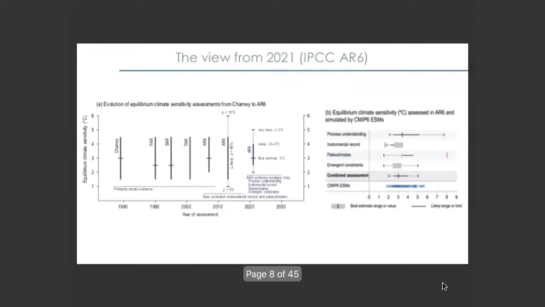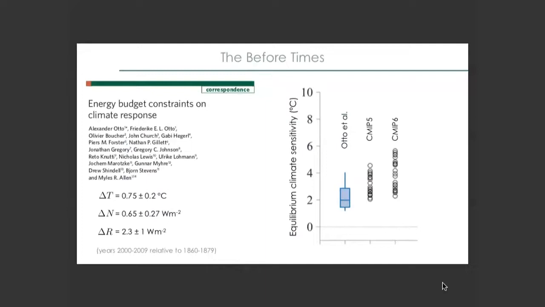They sometimes work, I don't know. The other big discrepancy is between this line of evidence and GCMs. So this is just showing CMIP-5 and CMIP-6 ranges of climate sensitivity. So a big offset between our perceived climate sensitivity from the historical record and what GCMs suggest.